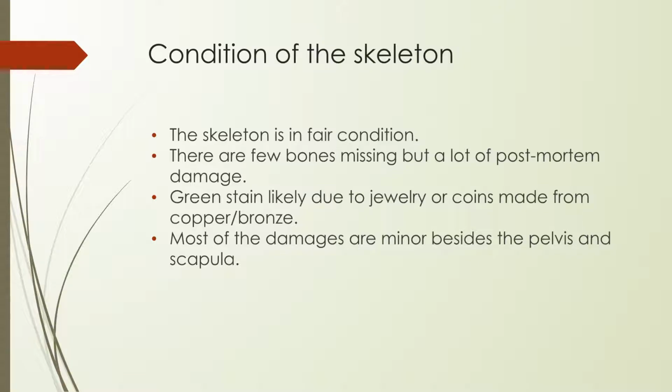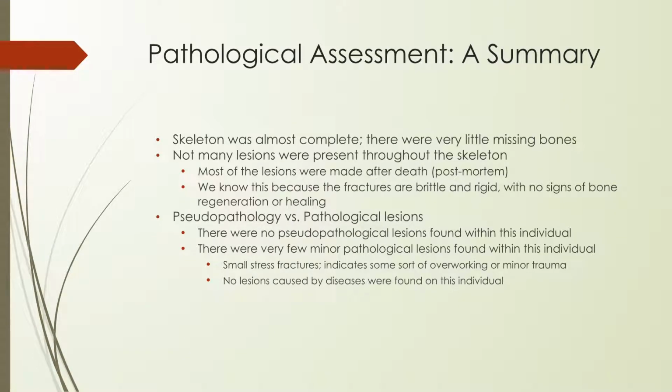The green stain is likely due to jewelry or coins made from copper or bronze that were left on the body. Most of the damages are minor, besides the pelvis and the scapula. And the skeleton was almost complete. There are very few missing bones.